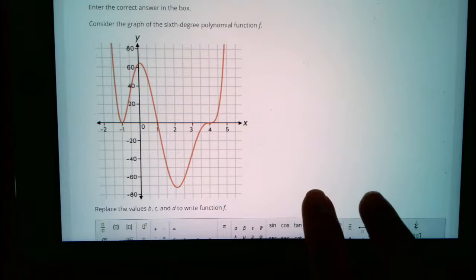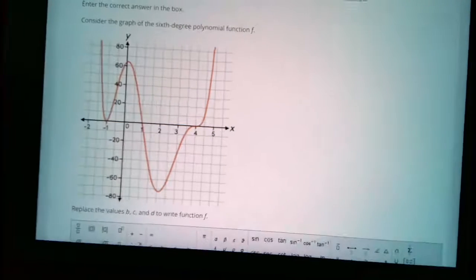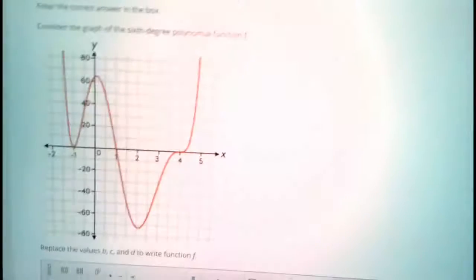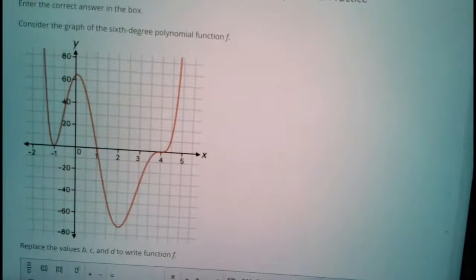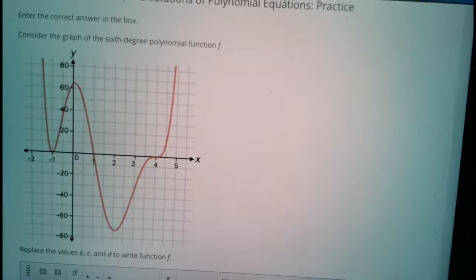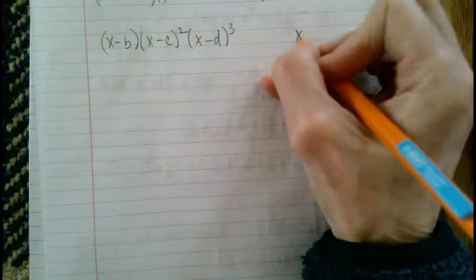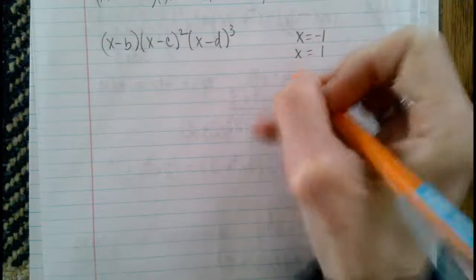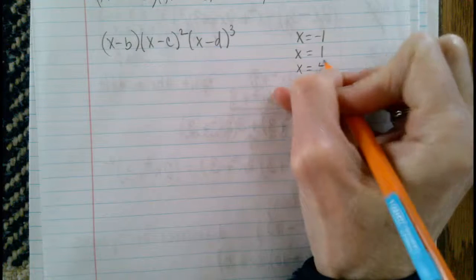So I'm going to go back and forth for a minute. But what we have here, you can't see it on my paper yet. There we go. Going back to the picture, I see that our roots are x equals -1, x equals 1, and x equals 4. So x equals -1, x equals +1, and x equals 4.